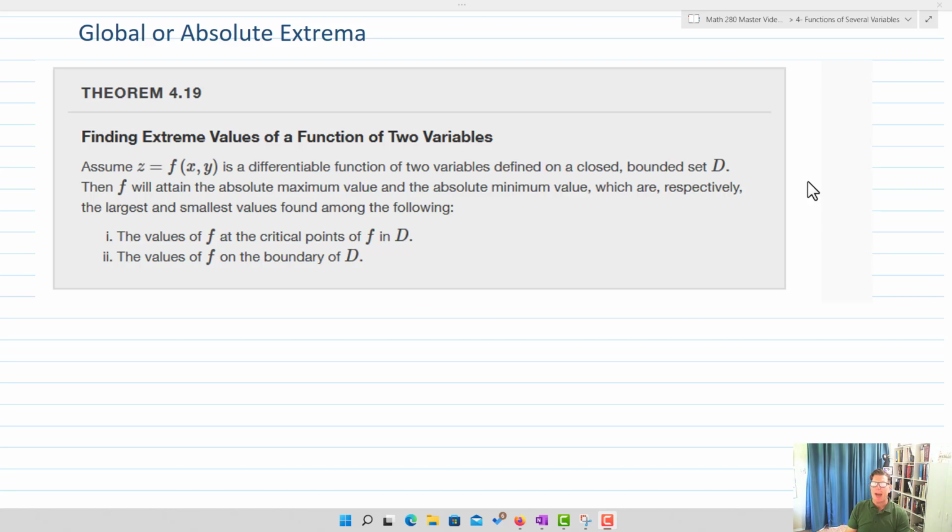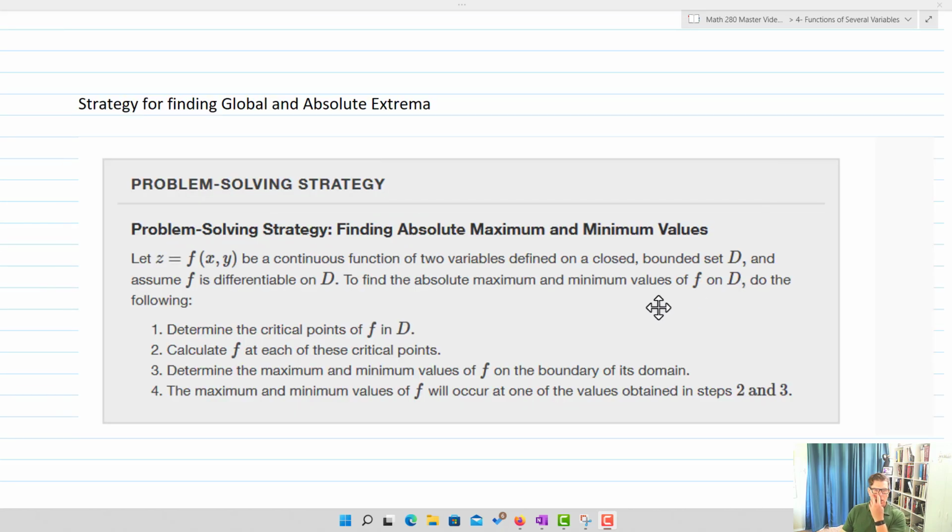So f will attain the absolute maximum value and absolute minimum value, which are respectively the largest and smallest values found among the following. Either they are going to be the values of f at the critical points of f in D, or they will be the values of f on the boundary of D. So we're going to either have to calculate the value of f at the critical points in D, or the values of f on the boundary of D. So let's look at a problem-solving strategy, and this pretty much mimics the one that you saw in Calc 1. So we want to think back to Calc 1, absolute maximum and minimum values.